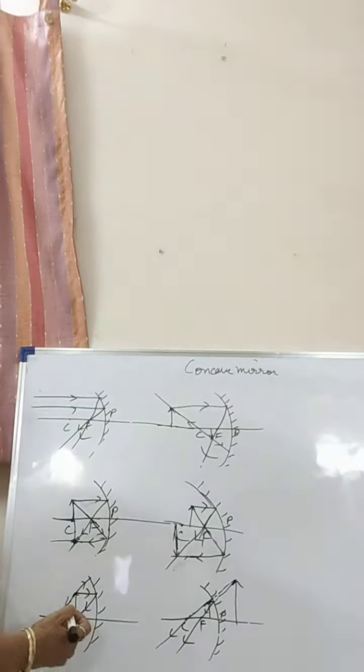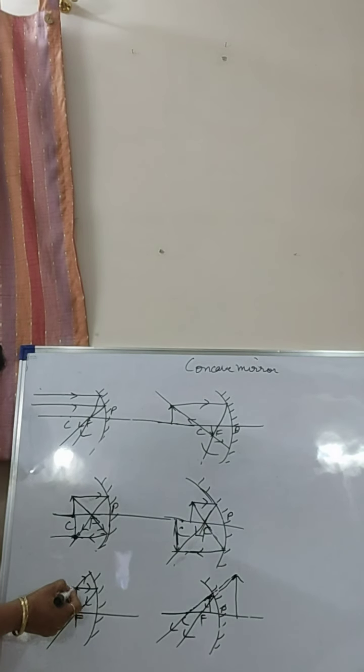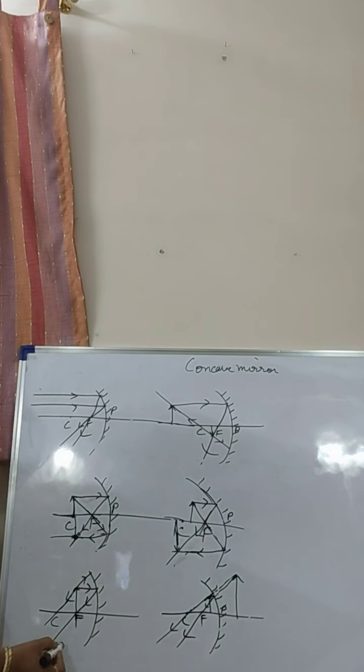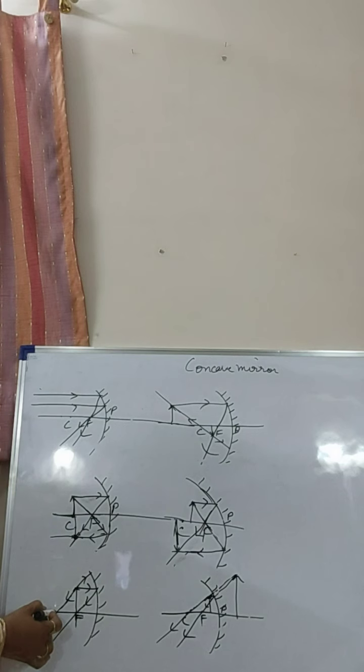Fifth case, when the object is at focus. Okay, now when the object is at focus, as you can see, I have taken one ray going parallel to the principal axis, passing through focus, and another ray from the tip, it is going in this direction as if it is coming from C. So in this direction it will retrace its path. So these two are the reflected rays. These two rays are parallel.